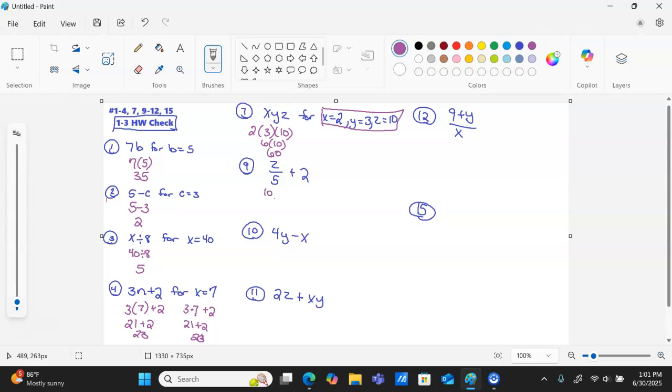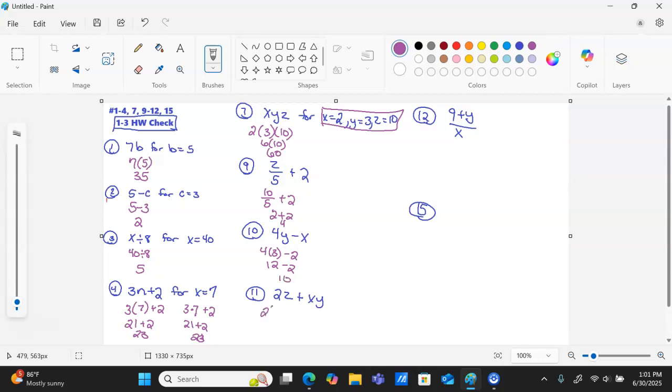Z over 5 would be division. 10 divided by 5 is 2, and we get 4. 4y means 4 times y minus the x of 2. So 4 times 3 is 12. 12 minus 2 is 10.